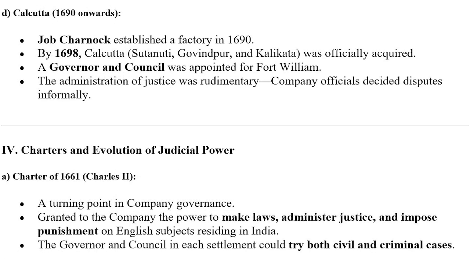In Calcutta, from 1690 onwards, Job Charnock established a factory in 1690. By 1698, Calcutta, Sutanuti and Govindpur were officially acquired. A governor and council were appointed for Fort William. The administration of justice was rudimentary. Company officials decided disputes informally. So we see that at 4 different locations, different kinds of administration and judicial administration were taking place.